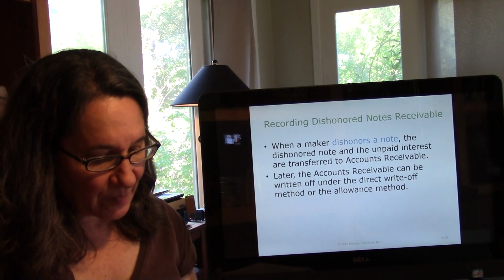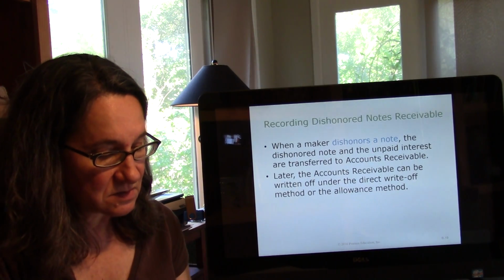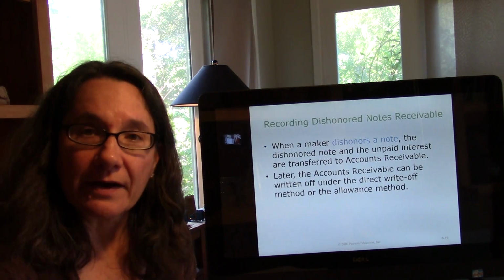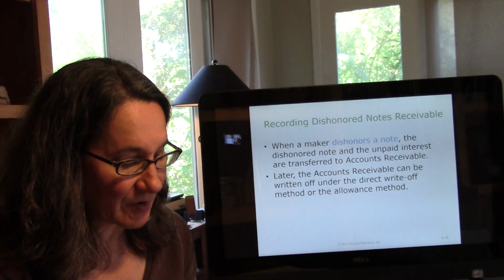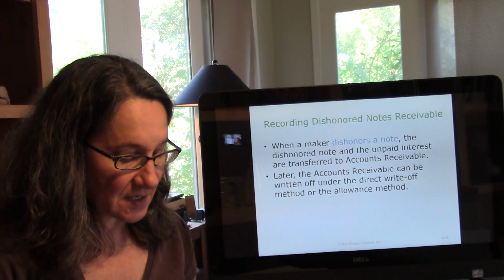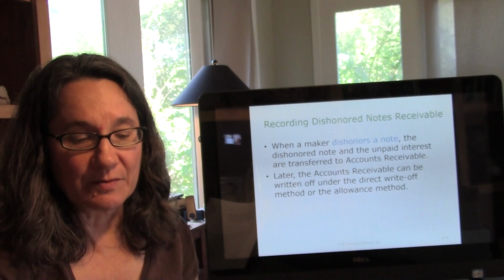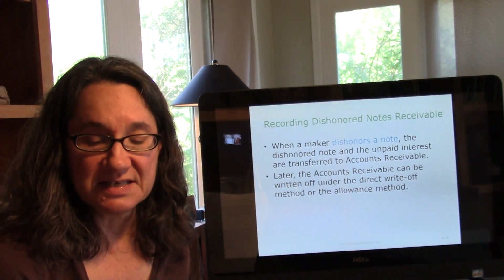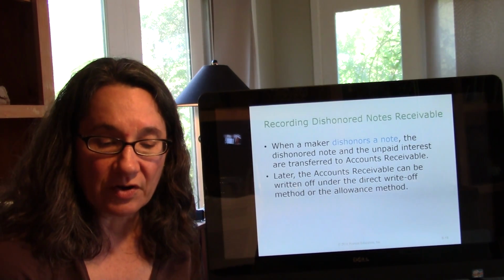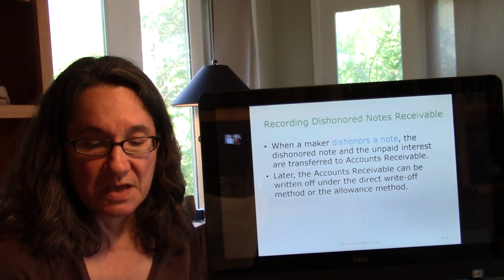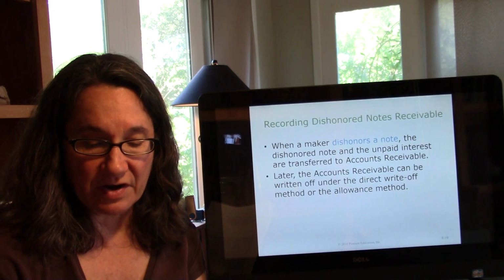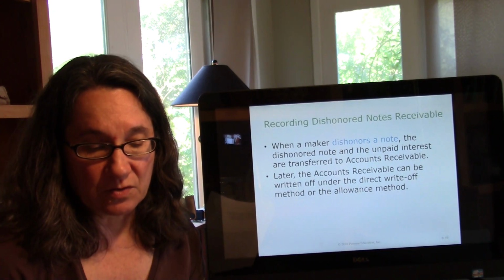So what happens when people don't pay the note? Well, we have to write it off, right? Same thing, when a maker dishonors a note, they call that dishonoring, right? So if a maker of a note does not pay at maturity, the maker dishonors the note, also called defaulting on the note. Because the note has expired, it is no longer in force. Dishonoring a note is a failure of a note maker to pay the note at maturity.